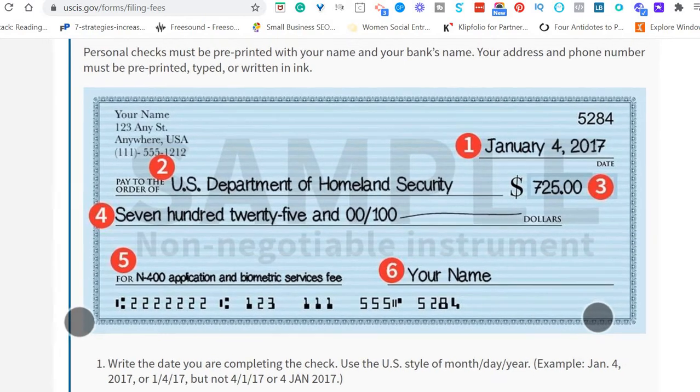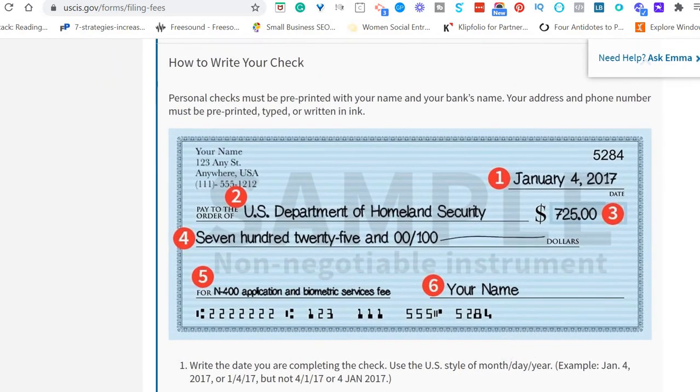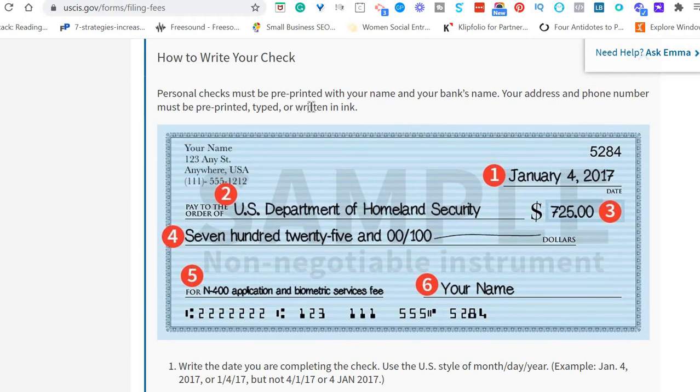Alright, so just 1 second. So personal checks must be pre-printed with your name and your bank's name. Basically my husband will be paying for this, so here will be his name and his address and everything, and his bank's name, and your address and phone number must be pre-printed, typed or written in ink. So this is the part here.